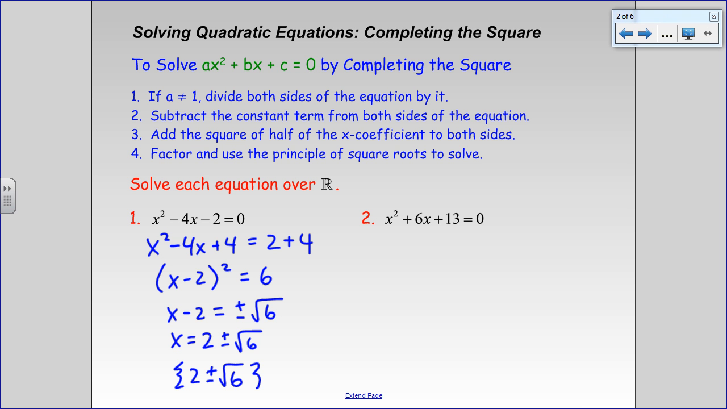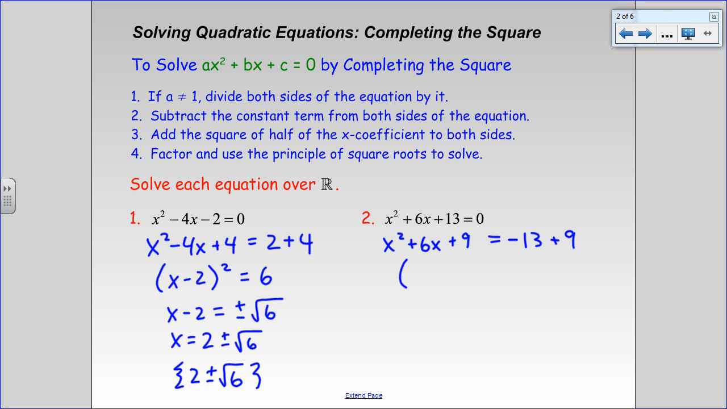Let's move to our second example. x squared plus 6x plus 13 equals 0. Once again, our coefficient of x squared is 1, so we'll move right on to step 2 and subtract 13 from both sides. So we have x squared plus 6x equals negative 13. To complete the square on the left-hand side, we need to take half of 6, which is 3, and then square it. So we will add 9 to both sides of our equation.